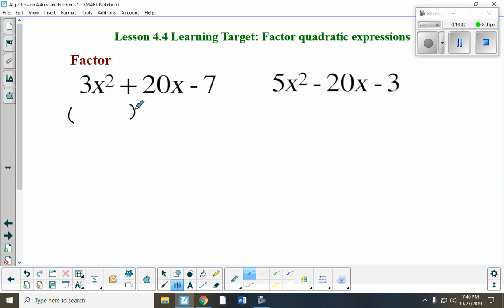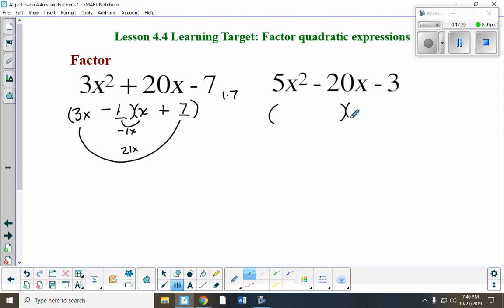All right, let's try another. So we have to have 3x squared, so one will be 3x, one will be x. Now, the last terms: the factors of 7 are 1 and 7, so it's either going to be 1 and 7 or 7 and 1. Well, we need to get around 20. So 3 times 7 is 21. So we'll do this. Now, if we look at our outer, that is 21x. The inner is 1x. And 21 minus 1 would give us 20. And negative 1 times 7 gives us negative 7.